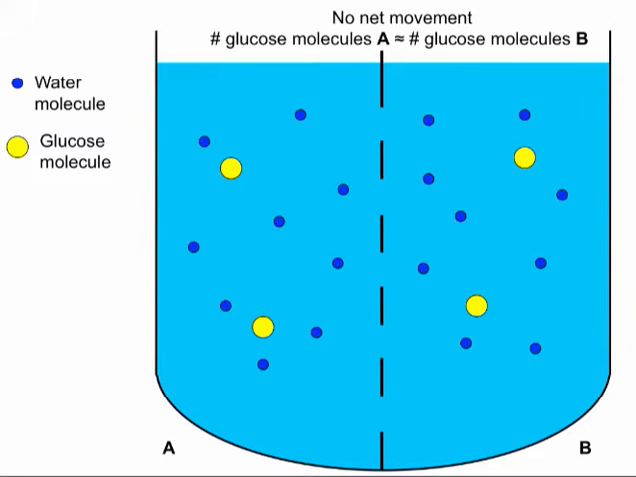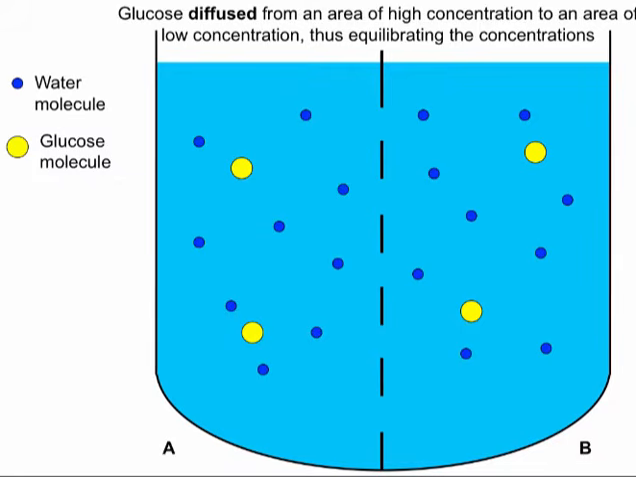But there's no net movement because the concentrations are the same, so it's just as likely that one molecule inside A will move to side B as there is the possibility that a molecule inside B will move to side A. And the concentrations at this point have equilibrated. It means there's almost as much glucose inside A as there is inside B. This process is called diffusion.